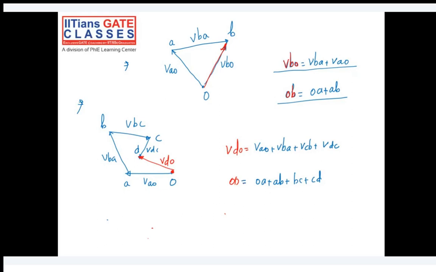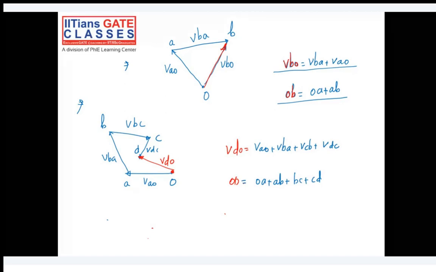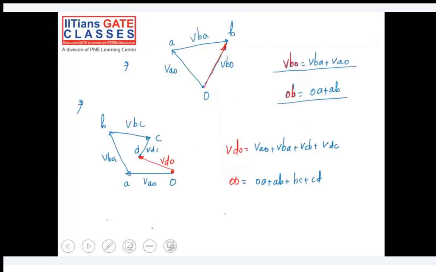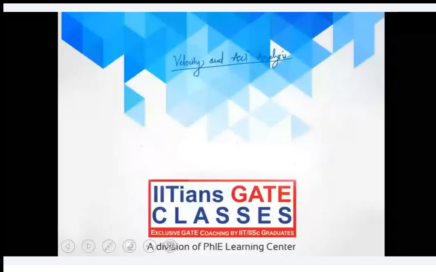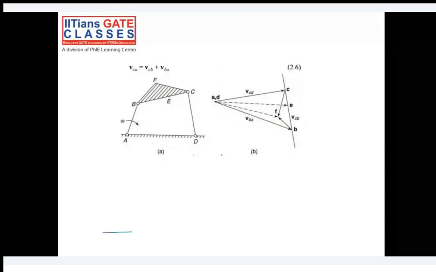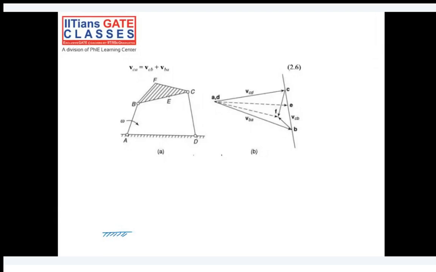So this OA link you have, and this is a turning pair basically. Here it is hinged, so OA is a rigid link, and you can rotate it about the fixed point O with an angular velocity, let's say for example omega. And r is, let's say, the length of this link.